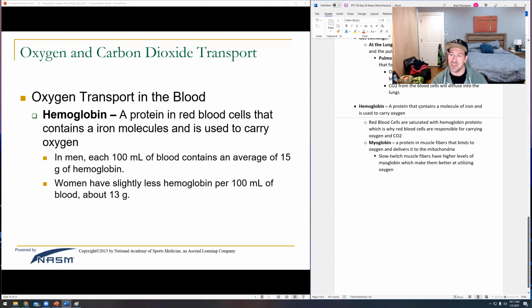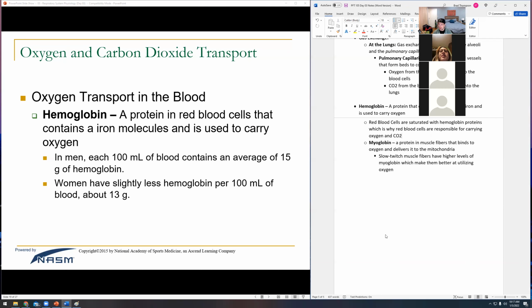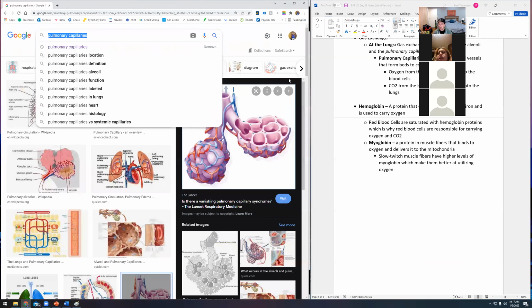So hemoglobin is a protein. Now, that protein has a molecule of iron at the center of it. So red blood cells are saturated with hemoglobin proteins, which is why red blood cells are responsible for carrying oxygen. Because guess what? Iron and oxygen are buddy-buddy. They love each other. Iron and oxygen love to bind together. And you guys have definitely seen that happen before if you've ever seen something rust out. What happens when oxygen binds to iron?